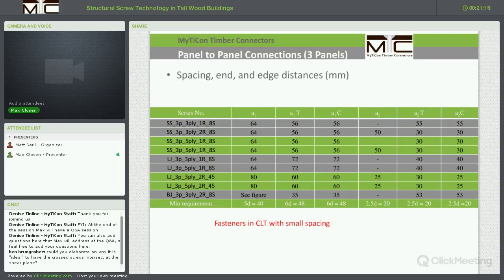So in CLT, we can place the fasteners very close to each other. The wood is not that likely to split due to the cross layers of the CLT. However, if we connect CLT panels to beam members, we need to make sure we understand that the spacings in the glulam member below will basically be in control of the spacing requirements for the connection.